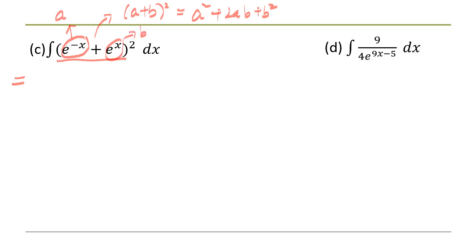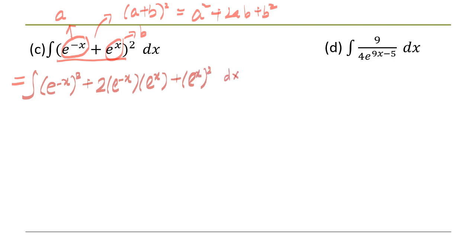So let's put that into the algebraic identity. They will give us a squared. So a is e to the power negative x, to the power of 2, then plus 2ab plus b squared, and then your dx. If you simplify further, that will give us e to the power negative 2x. This one here will give us e to the power of negative x plus x, so that gives you 0.